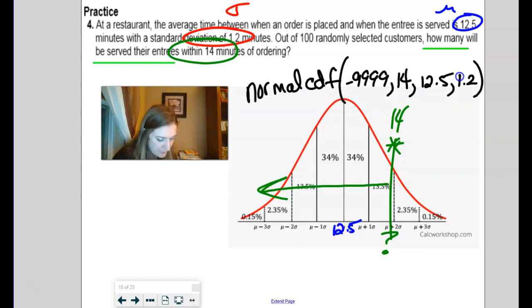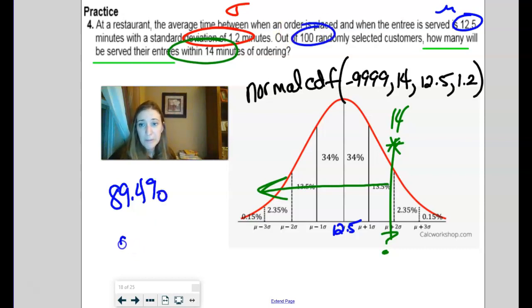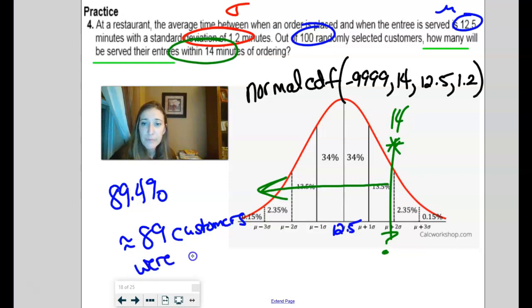I didn't have it on my calculator. So. All right, so 89.4%, okay? But then they want to know out of 100 random customers, so we'll say about 89 customers were served within 14 minutes. We should answer like humans.